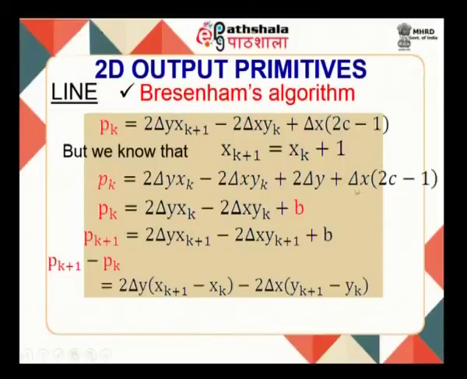If you consider the rightmost part of the equation, del x into 2 c minus 1: del y and del x are constants for a given set of endpoints, and c is a constant for a line, the y intercept. So, this whole part is a constant which can be conveniently replaced with a constant b. So, p k is nothing but 2 del y x k minus 2 del x y k plus b.